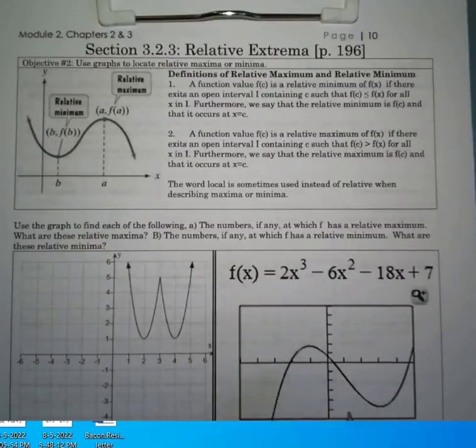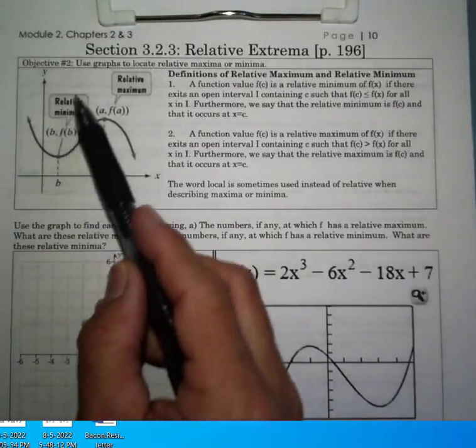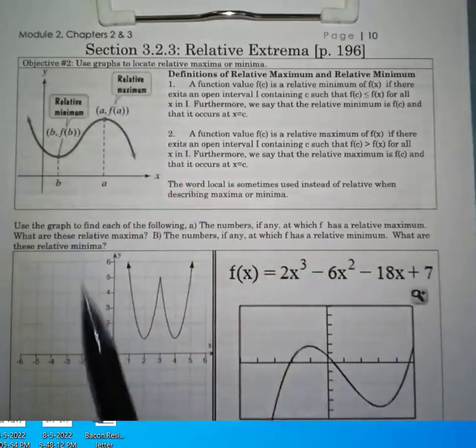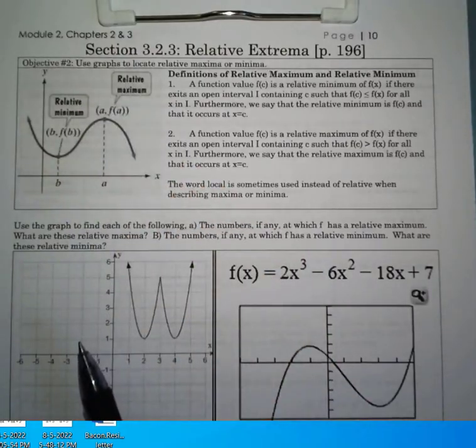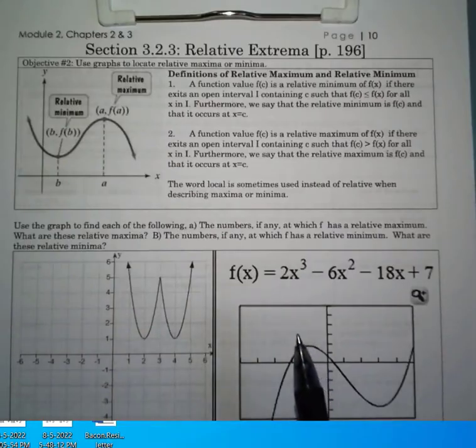This section really talks about something called relative extrema. And when we're dealing with that, we're dealing with a relative minimum and a relative maximum. Now, it's not the complete minimum and maximum of a graph. It's not as high as it ever goes or as low as it ever goes. But it is a low point or a high point based on the graph that is next to it, the part of the function that is next to it.